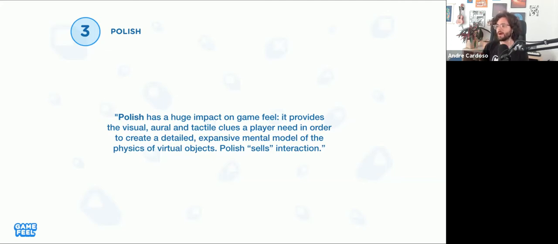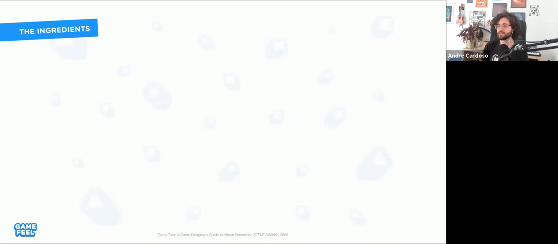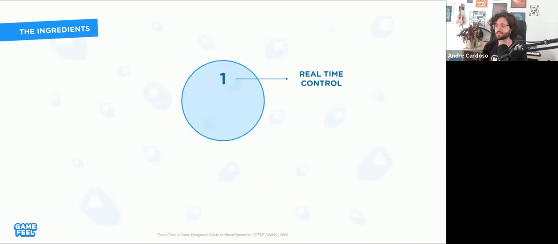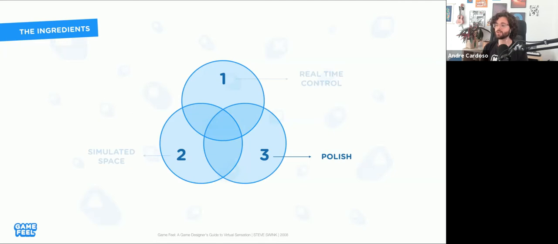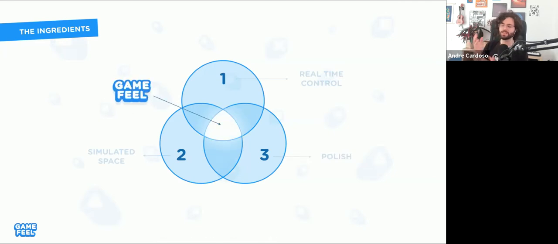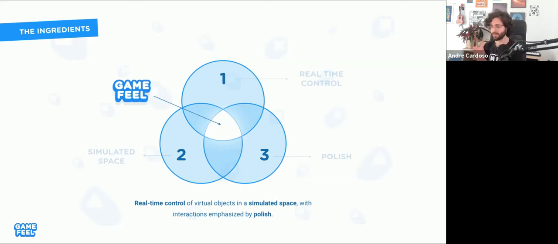And so I just told you about these three elements. These three elements are the ingredients. Real-time control, simulated space, and polish are the ingredients for perfect GameView. And of course, this is based on the definition of the book. The book also says that GameView is real-time control of virtual objects in a simulated space with interactions emphasized by polish. So there you go.